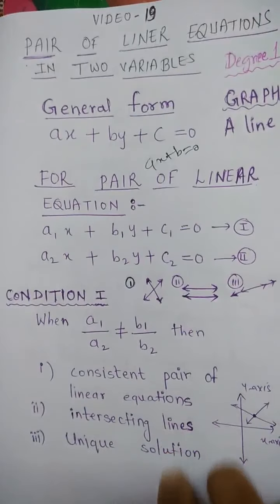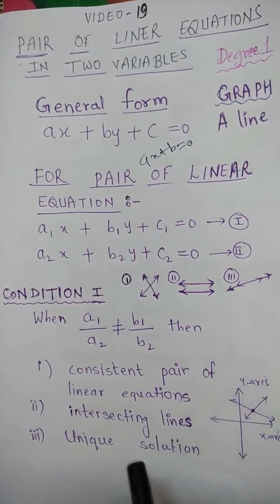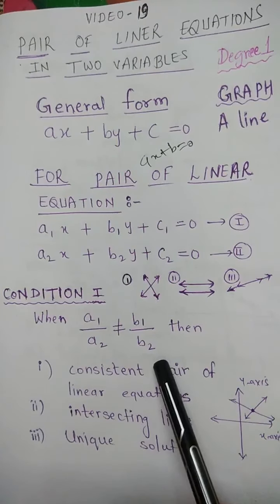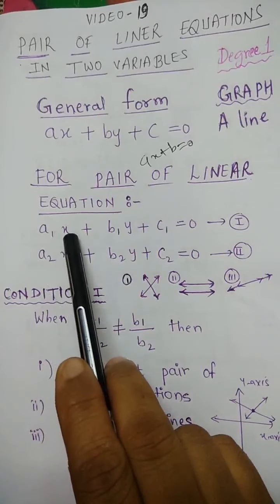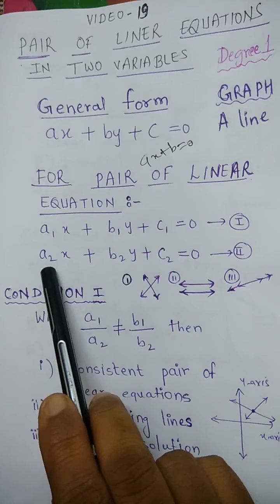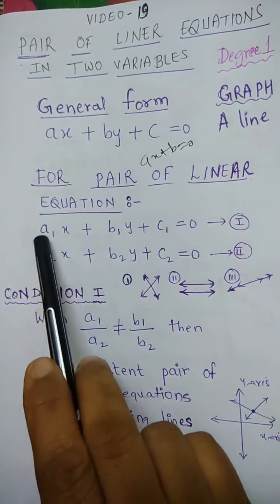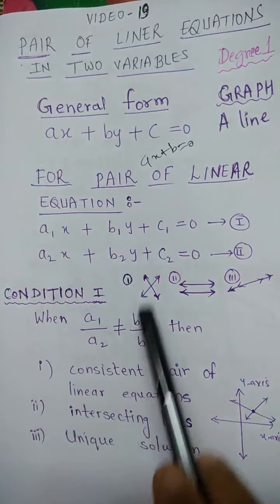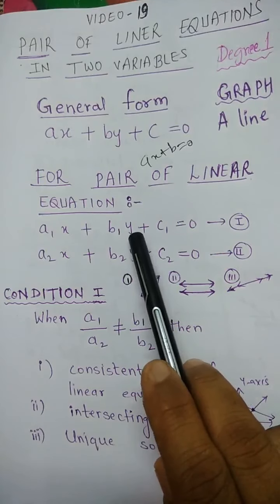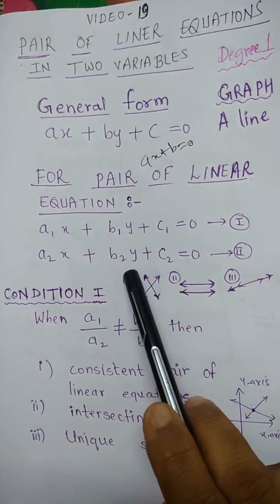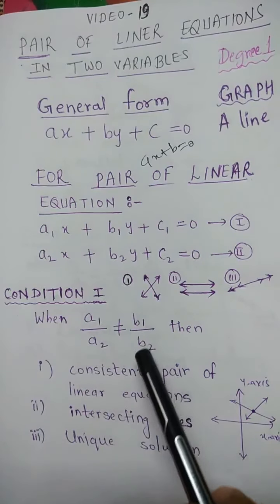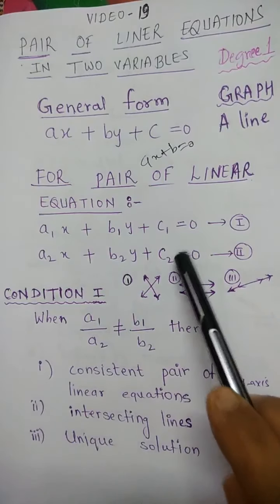So first condition here is when a1 upon a2 is not equal to b1 upon b2. That means here a1 is the coefficient of x in first equation and a2 is the coefficient of x in second equation. When a1 upon a2 is not equal to b1 upon b2, b1 is the coefficient of y in first equation and b2 is the coefficient of y in second equation.